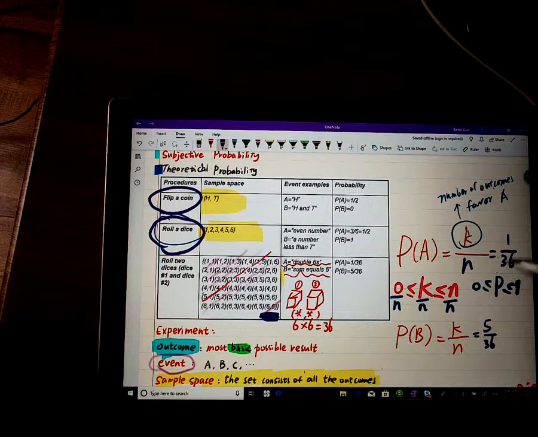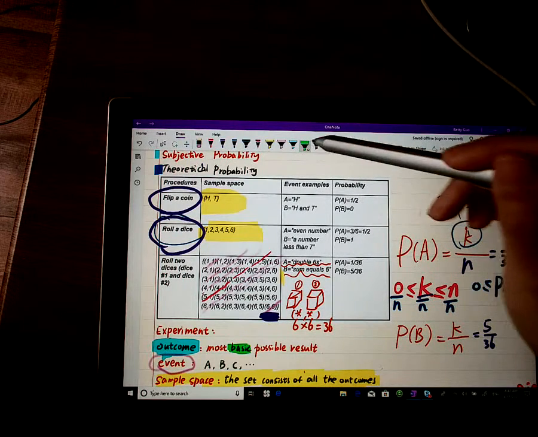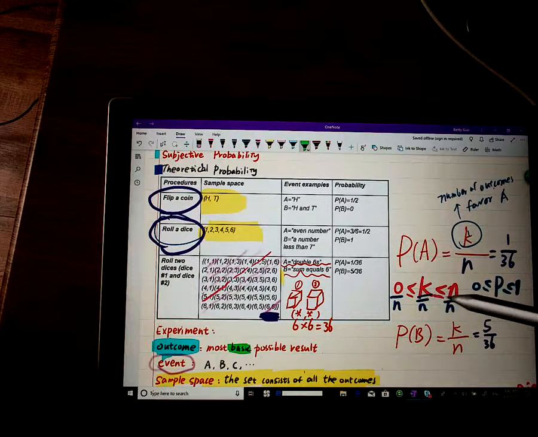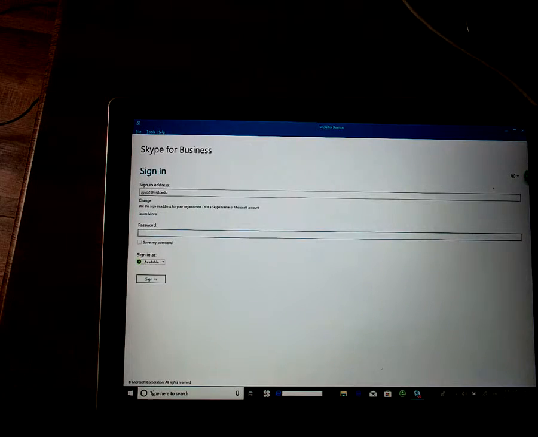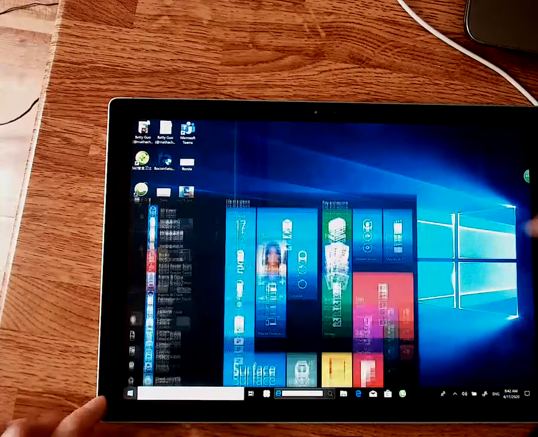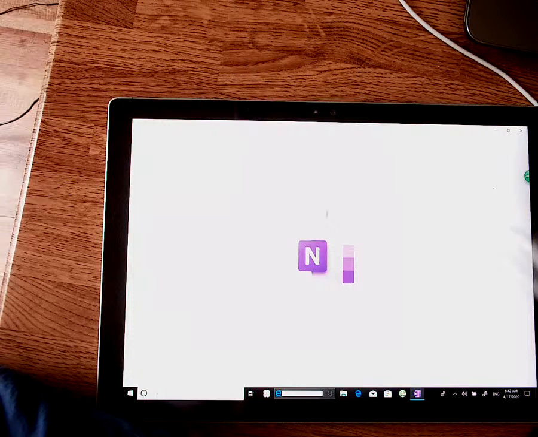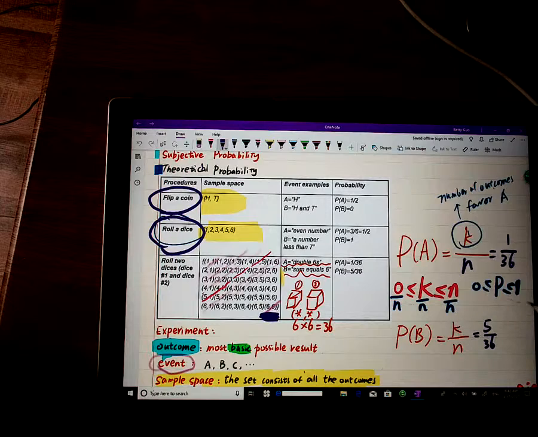I think you'll be okay with the theoretical probability model and the formula. So one fact you need to see is that the value of k is no more than the value of n. So k is less than or equal to n. And also k has to be bigger than or equal to 0, right? In this inequality, if we divide all three parts by n, we would have the probability, which is k over n, is between 0 and 1.